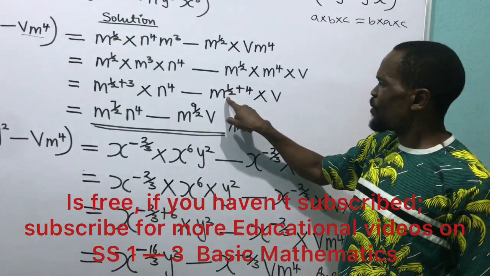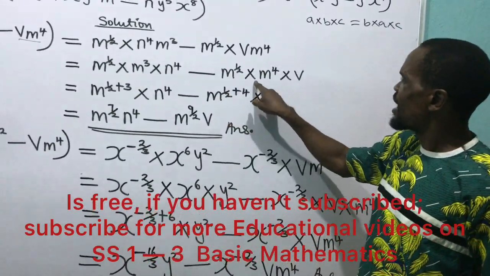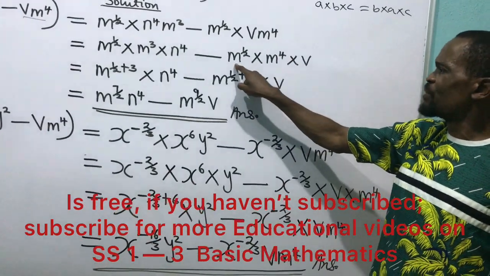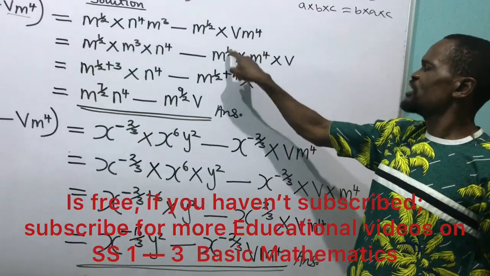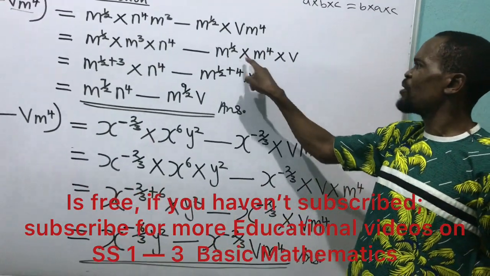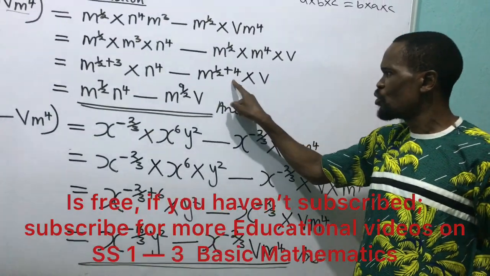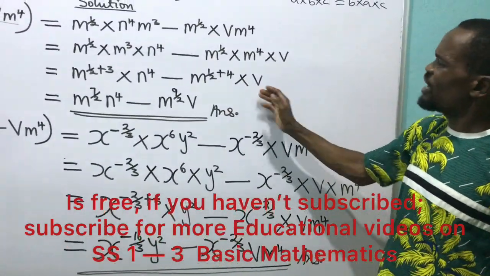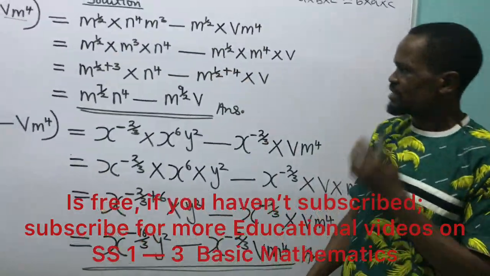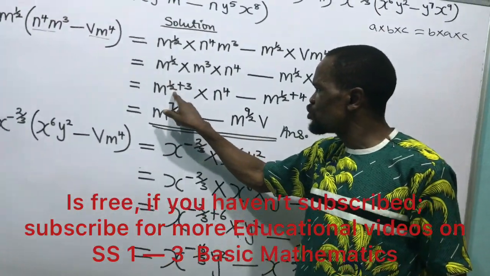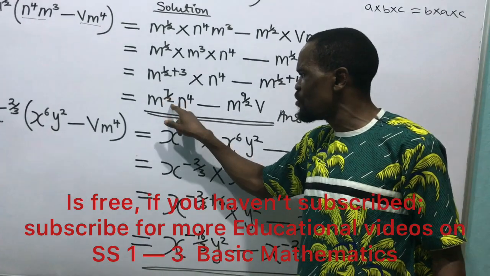Then m raised to the power 1/2 times m raised to the power 4: they are the same base and they are multiplying themselves, so we add their powers, 1/2 plus 4, times v. v doesn't have the same base with this. So 1/2 plus 3 will give me 7/2.